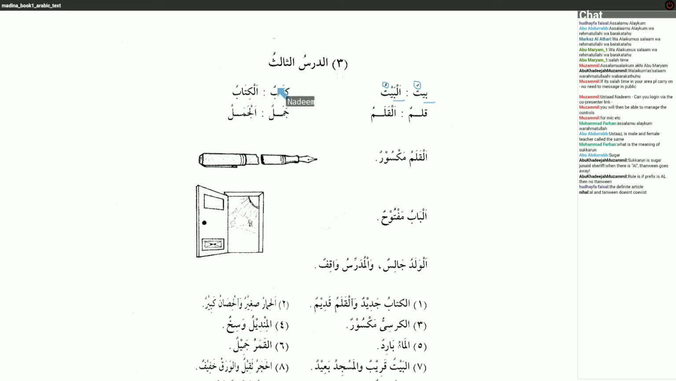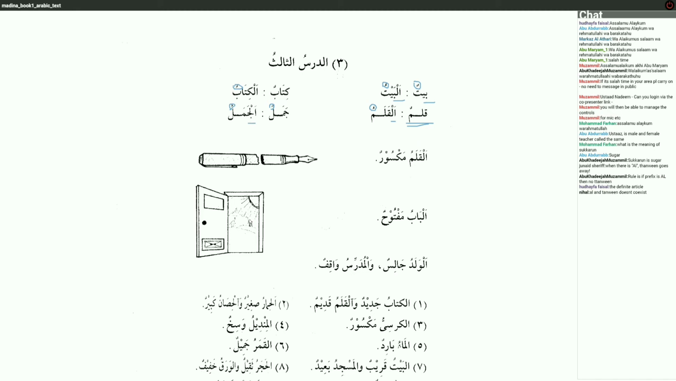Ahsantum. You used to be saying kitabun. Everyone read please. Kitabun, including Hudayfa. Kitabun. And now you're saying al-kitabu. You used to say qalamun. Qalamun. Now you're saying al-qalamu. Jamalun. Al-jamalu.